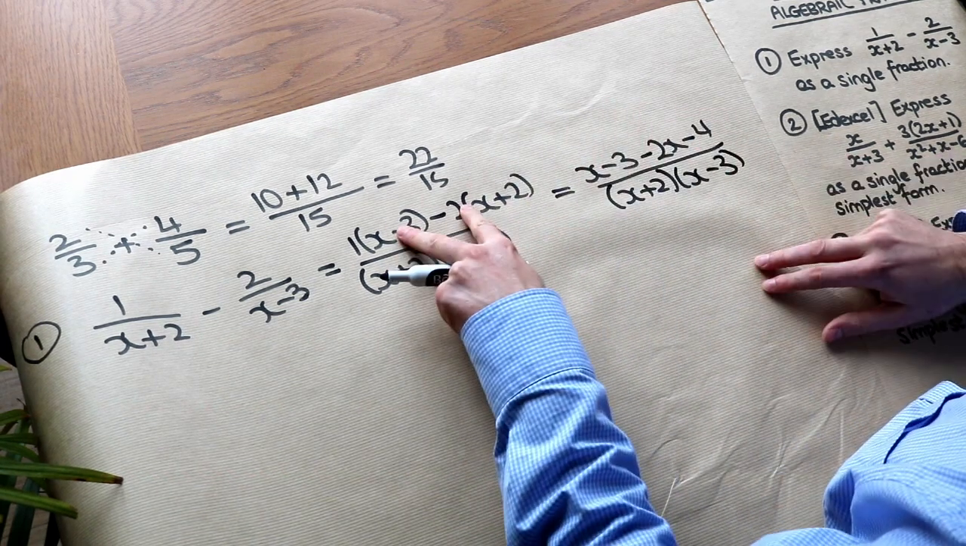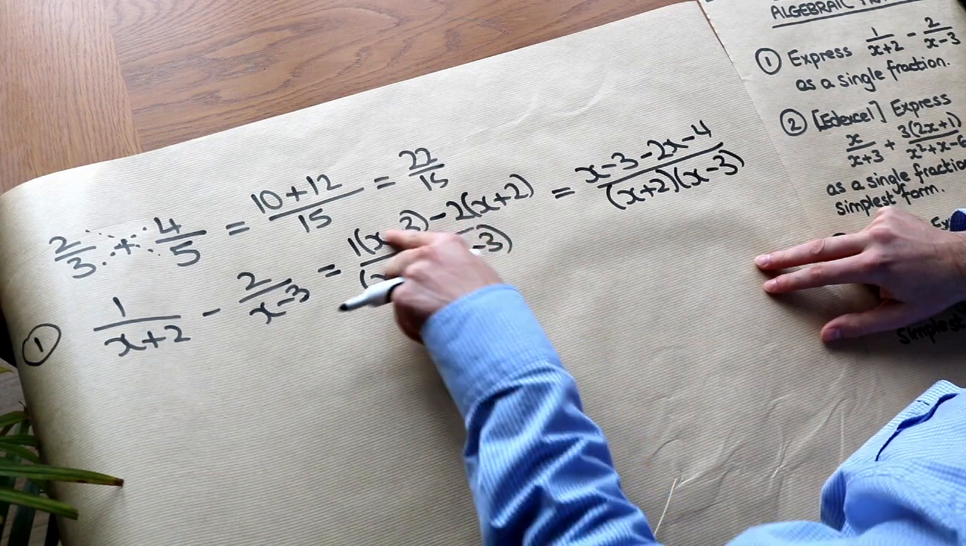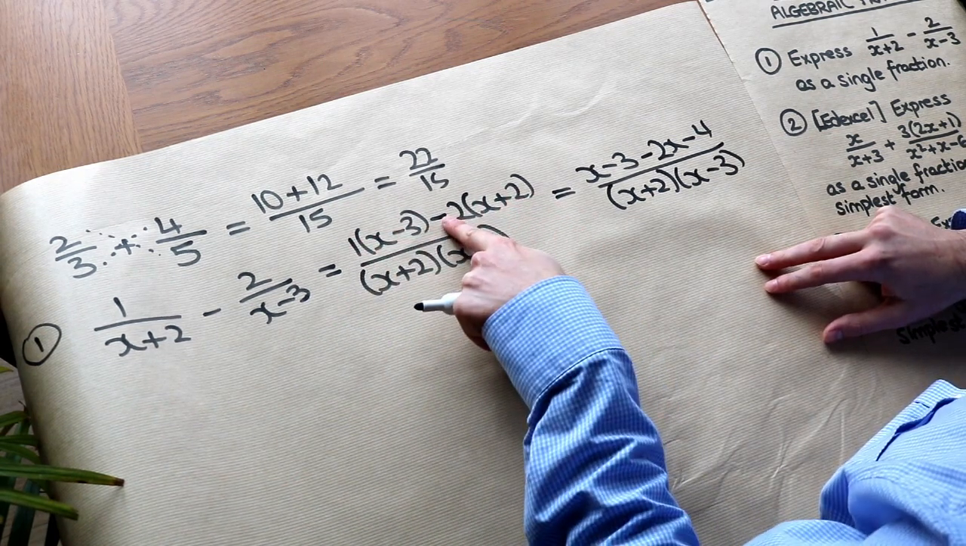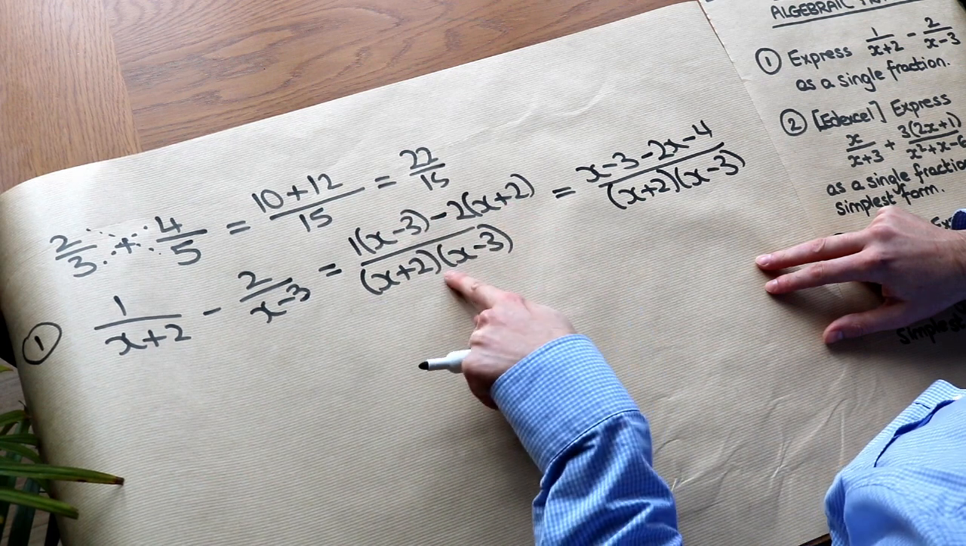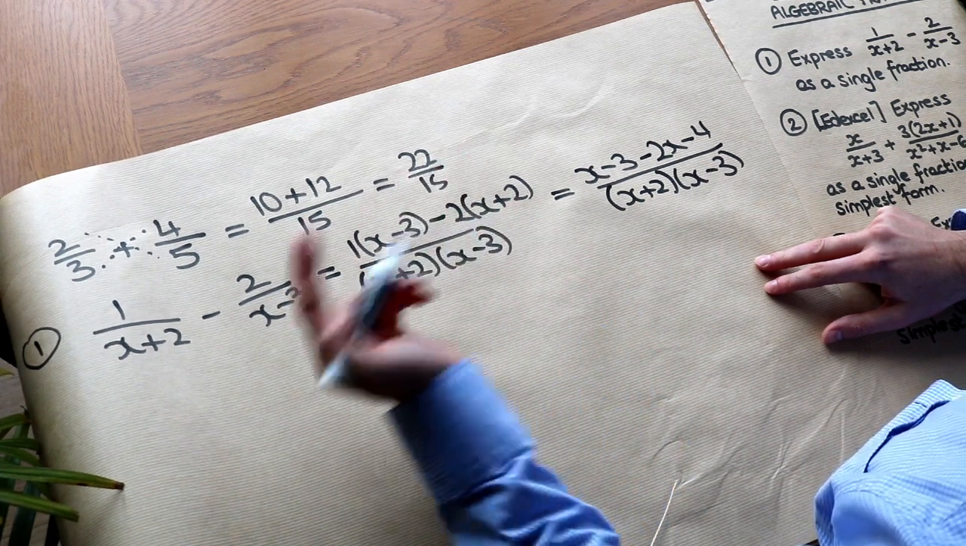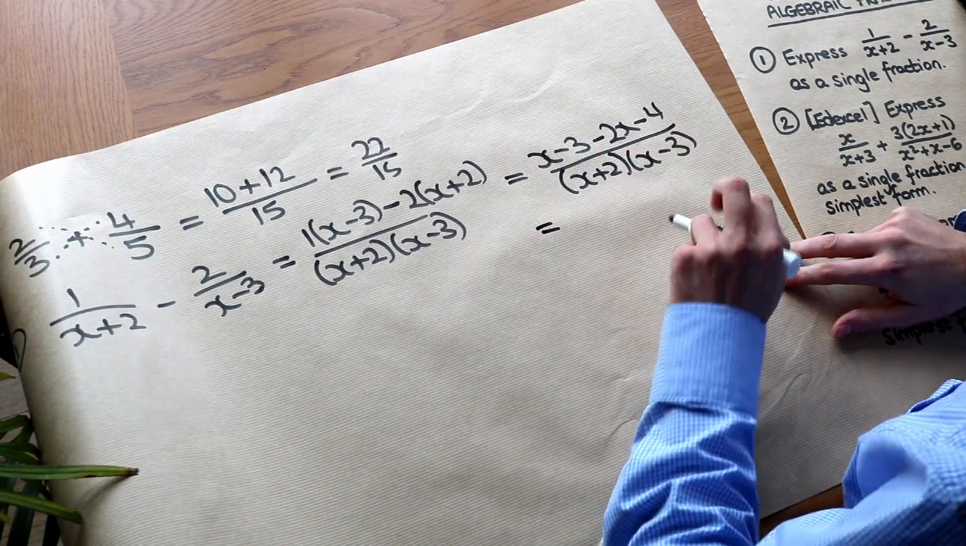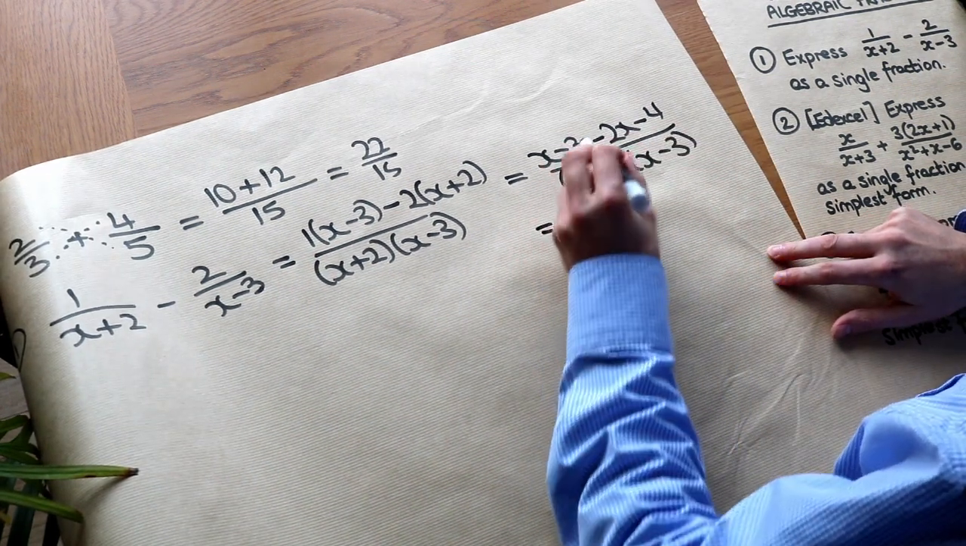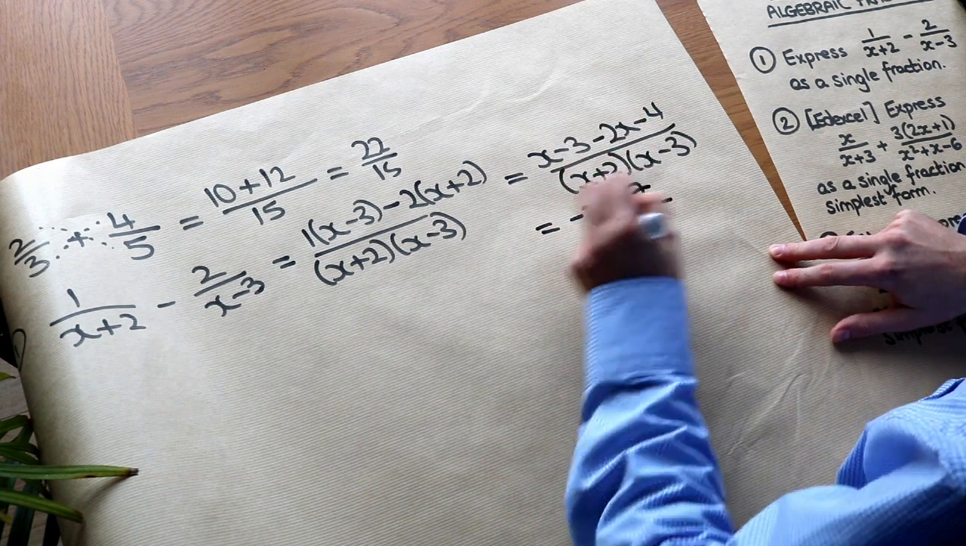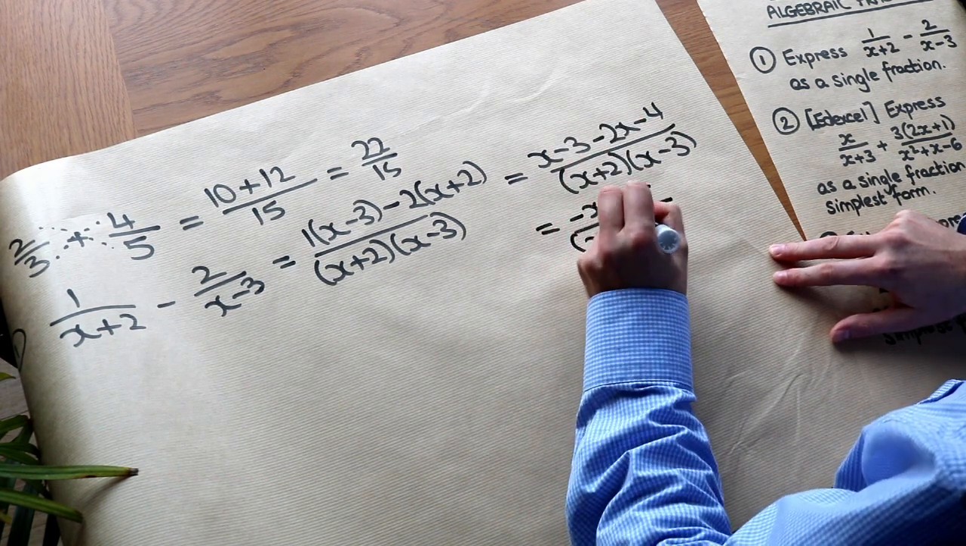The reason we have to expand this but not this is because this is not a product. This is overall a subtraction of two things, whereas this is a product, which means it's factorised, and we're allowed to leave things factorised. And then this just simplifies to, well, x minus 2x is minus x, and minus 3 minus 4 is minus 7 over x plus 2, x minus 3.